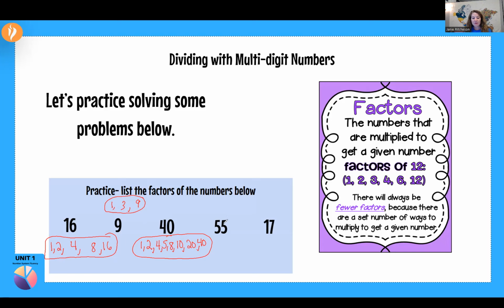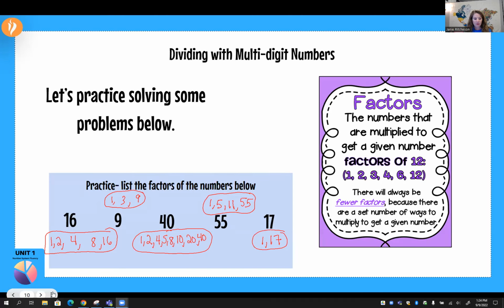All right, did you guys think of the factors of 55? So I know 1 and 55. 2, 3, 4, 5. Yes, 5 times 11. And we're done. And then 17 is a prime number, so I know that there's only 2 factors of 17, 1 and 17. All right, so hopefully you guys got all of those correct.